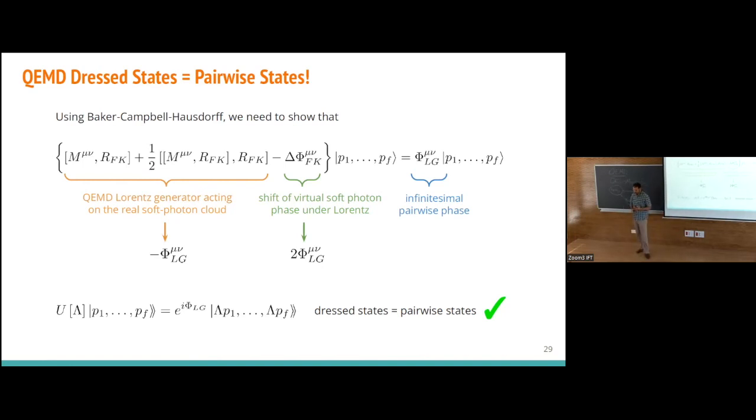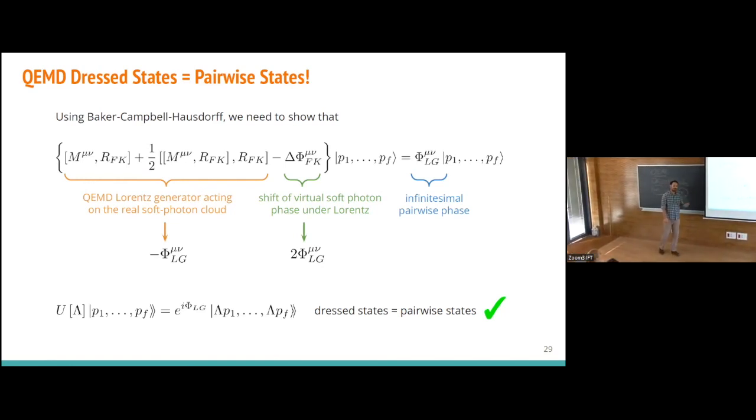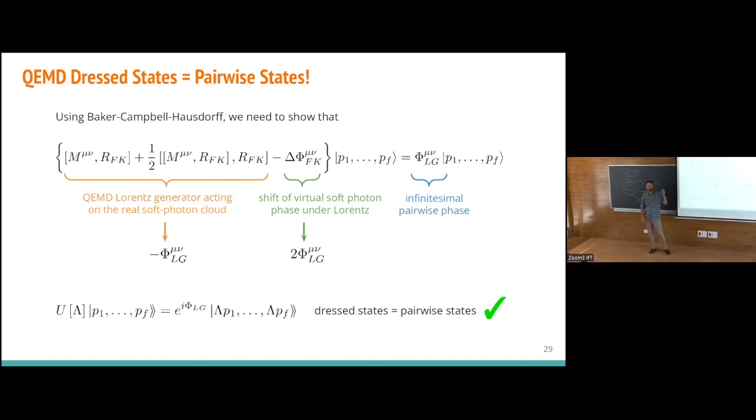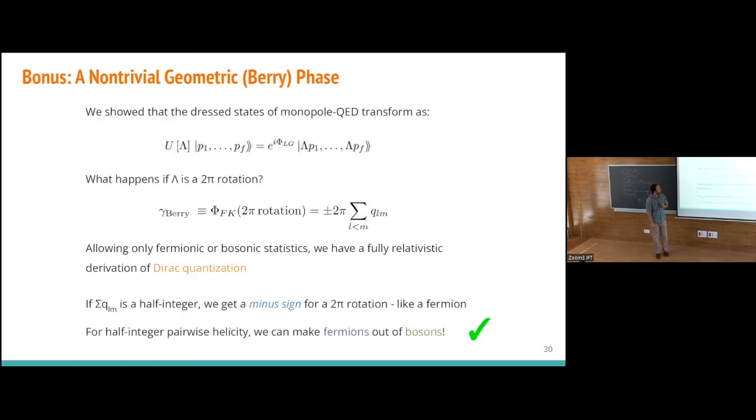Good. So this was a little bit of a bumpy ride, but I want to reward you with a cool bonus. Okay? I'm going to show you that these multi-particle states have a geometric or a Berry phase associated with them, which is something you usually see in condensed matter, and you hardly think about it in the context of quantum field theory. And we'll see what that geometric phase gives us.